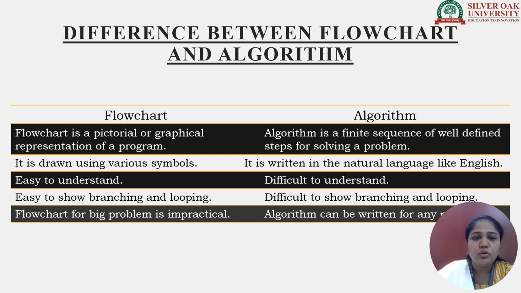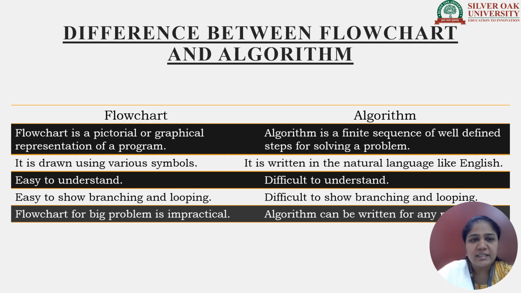Flowchart is easy for showing branching and looping. Branching and looping are concepts of any programming language. When we are supposed to repeat any instruction, looping will be there. When we are supposed to check a condition and follow a particular rule, branching will be there. With the help of a flowchart, the same concept is delivered easily. But with the help of an algorithm, it will be complicated to represent the concept of branching and looping.